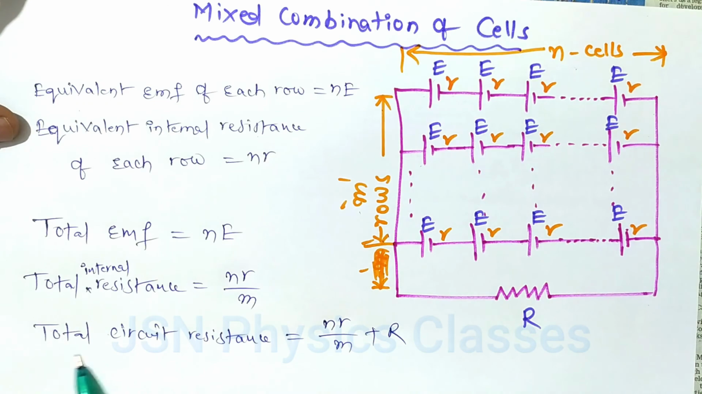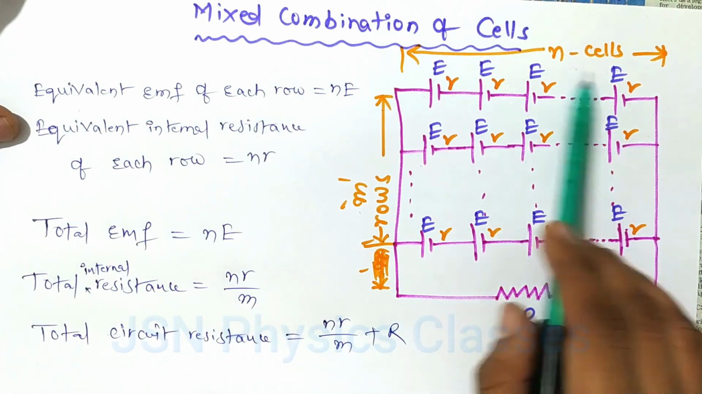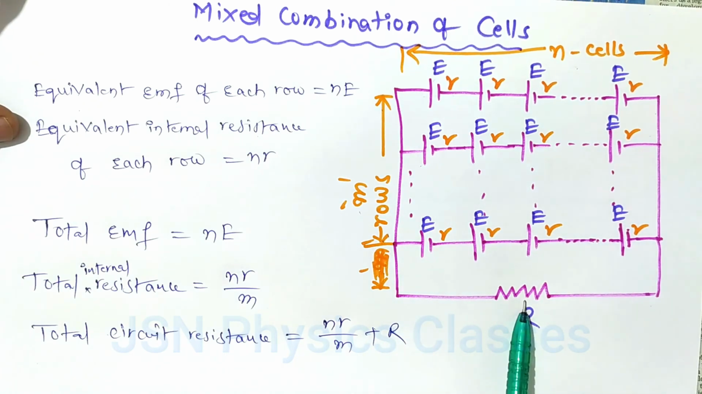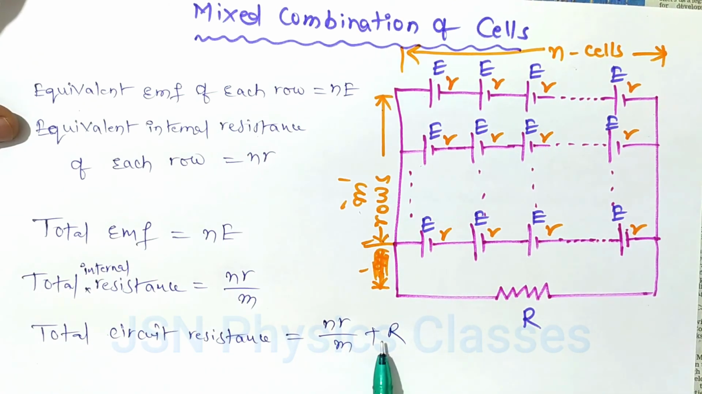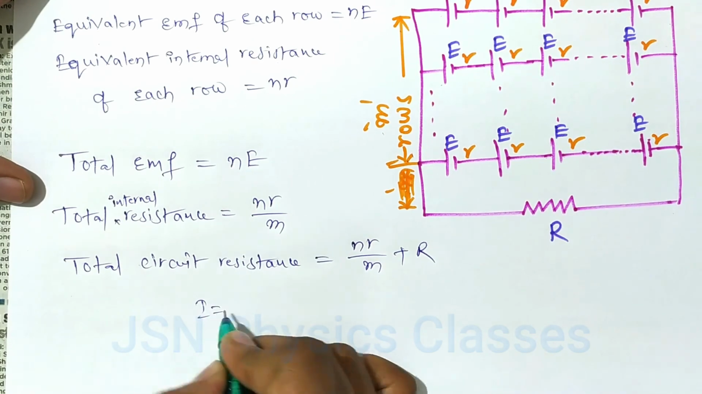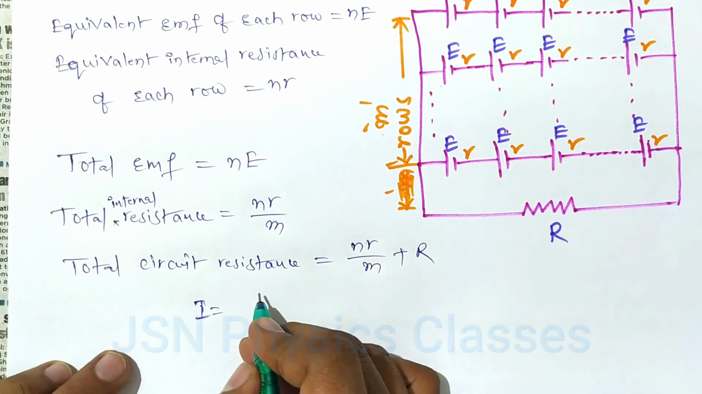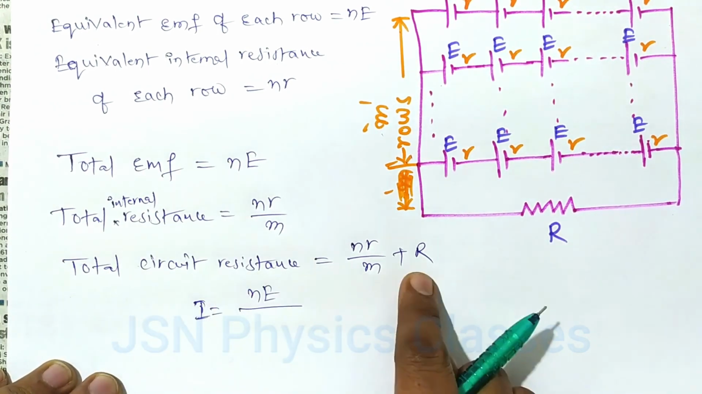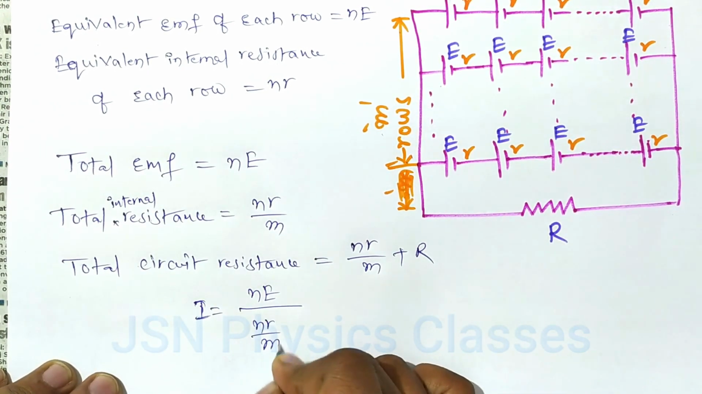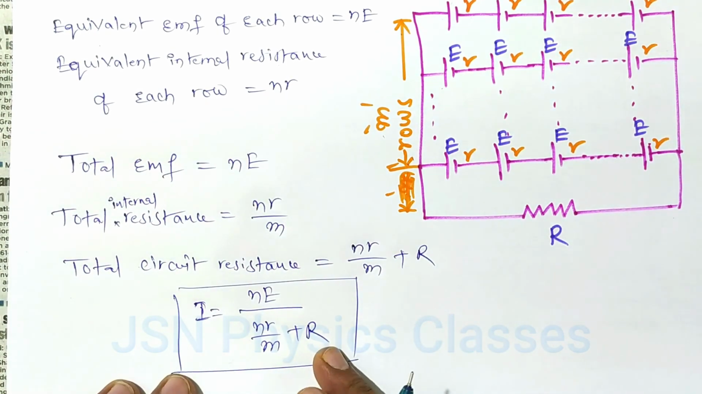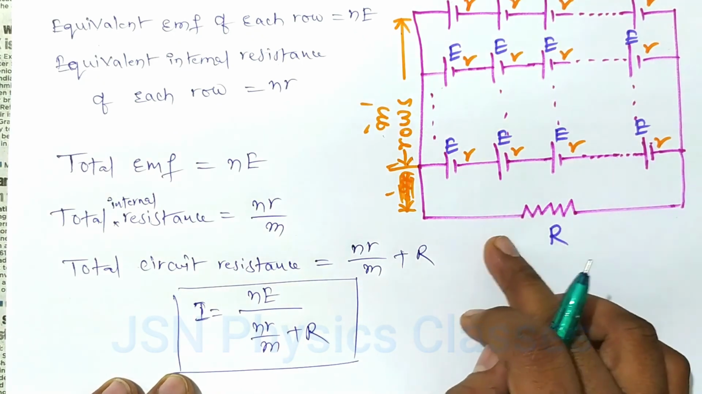Okay, so next, the total circuit resistance: this whole thing is connected in series with R, so that's why it is nR by m plus R. So this is the total circuit resistance. So what is the current? You can calculate I is equal to the total EMF, nE, divided by the total circuit resistance, nR by m plus R. So this is the total current passing through the circuit.